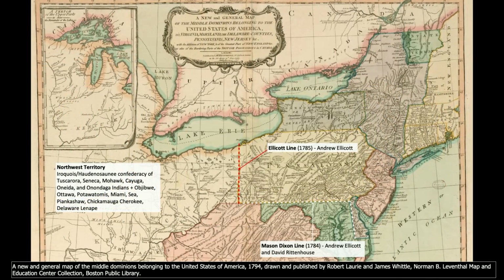And this is what they can do. The 2 collaborated in 1784 in charting the Mason-Dixon line, neatly dividing Maryland, Delaware, and Pennsylvania. The following year, Ellicott would plot the Ellicott line across Pennsylvania to separate it from the indigenous nations' Northwest territories. Given his unparalleled talents, Ellicott could measure with precision the 10-mile boundary lines of the new federal territory.